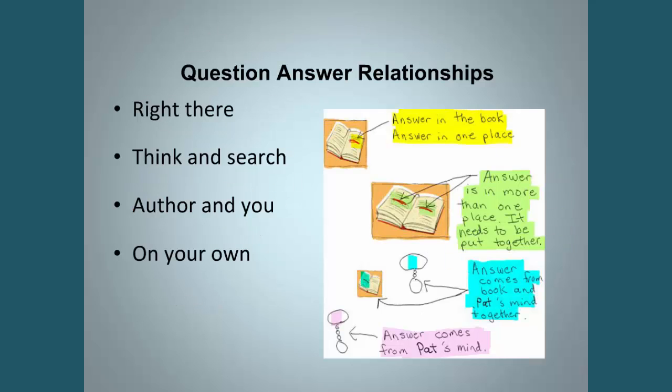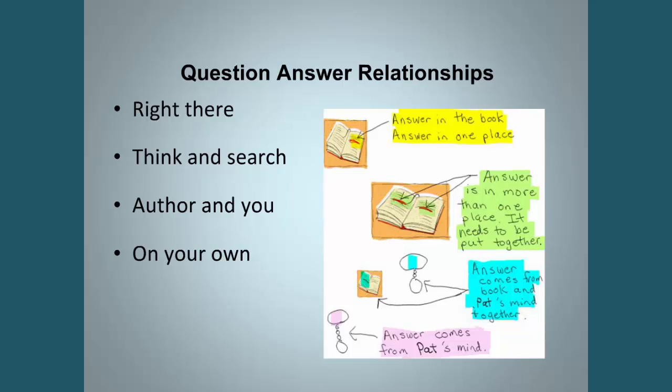Question-answer relationships are something that many teachers use to help children answer comprehension questions. And there are 4 types. There's the right there, the think and search, and the author and you, and on your own. And all I've done here is make that visual.